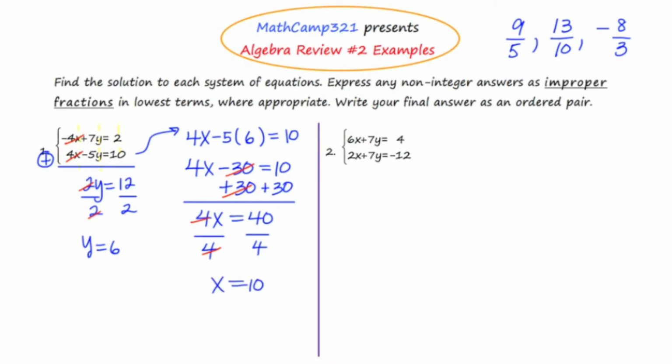Now, the directions say to express our final answer as an ordered pair. So I'm going to write these in alphabetical order. X comes before y, so I'm going to write the ordered pair 10, 6. So the ordered pair 10, 6 represents the solution to our first system of equations. Let's go to number 2.